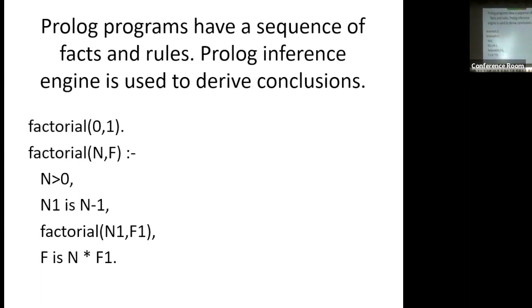these facts and rules. For example, if you have to write a program for factorial, those who are aware of C programming know they have to write the for loop and all. But here you write one fact, say factorial of 0 is 1, and then factorial of n is f. So what is f? You are calculating in the last line, f is n times f1. And what is n? It says n is greater than 0. So this is the rule: factorial n is f, and these 3-4 lines are rules. So you put in the Prolog facts and rules, and then it calculates the factorial.